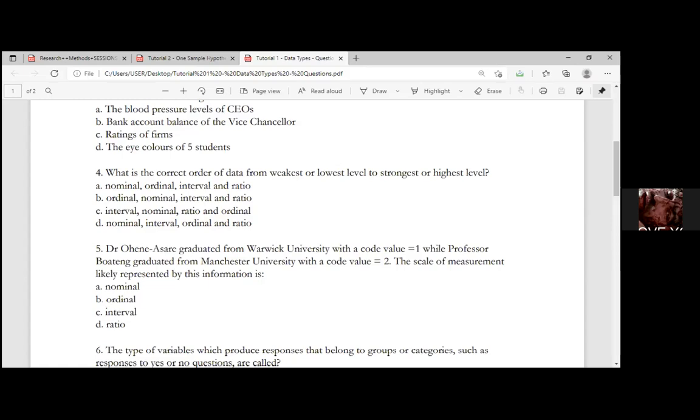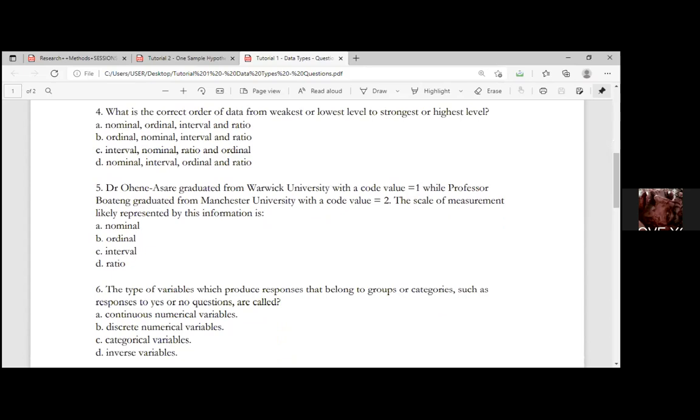And then you said question 5. Yeah, I was in question 4. What was the basis for the arrangement? The last time I told you that I gave you the weakest to the lowest. The highest is ratio. The lowest is nominal. Nominal is under categorical, and the order does not make sense. Then we have ordinal. Ordinal is under categorical, but the order makes sense. Now, interval and ratio are under what? Numerical.